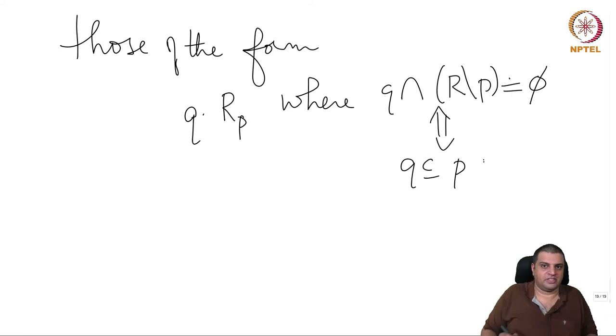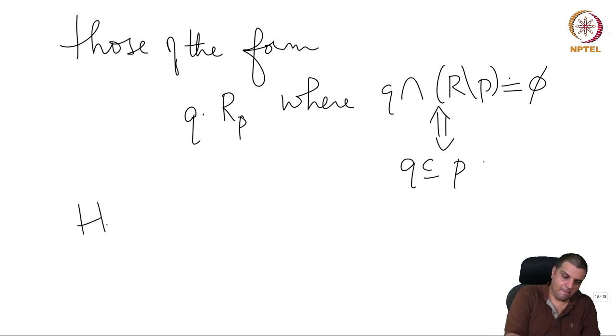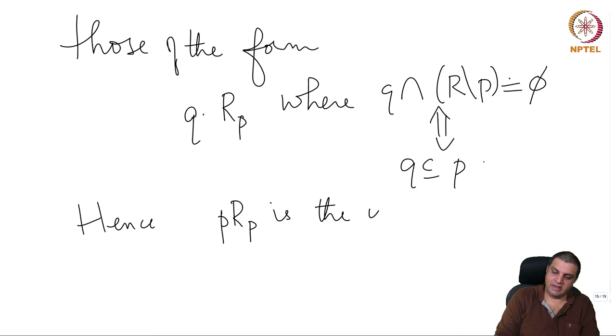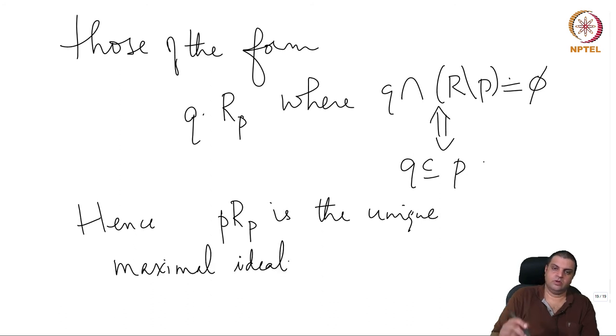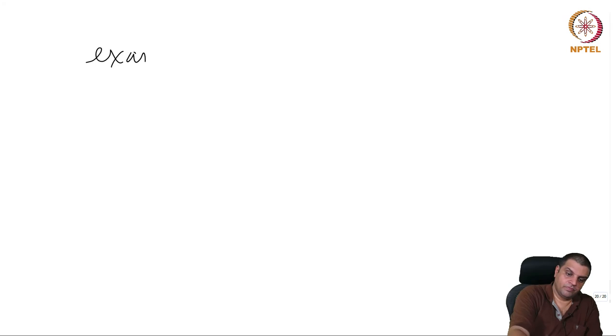Okay, so this is what that proposition said: the prime ideals that don't become the whole ring after localizing are exactly the prime ideals that don't intersect the multiplicatively closed set, and when you extend those, you get prime ideals, and these are the only prime ideals of the localized ring R inverse U. So hence, the extension of P to R_P is the unique maximal ideal of R localized at P. Okay, so this is an example of a local ring.